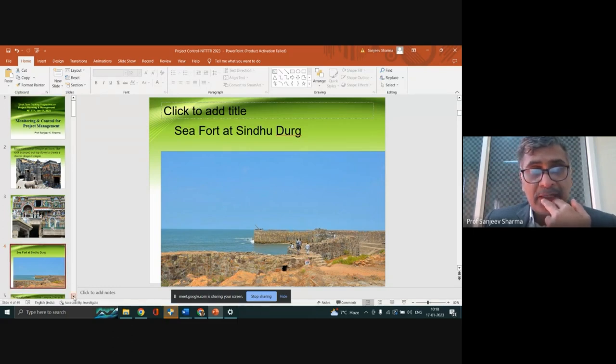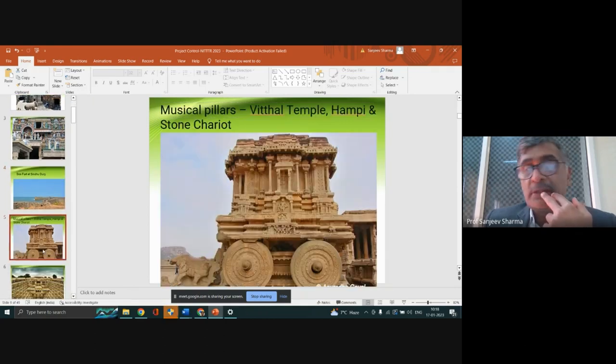So what I'm trying to highlight is, look at this musical pillar, Vitthal temple in Hampi. There are 21 pillars in this. Each one of them gives you a different sound when it is honked, when it is touched. Can anybody possibly explain this? So how advanced was our technology at that time? And more important than that, how were those projects managed by us? That's a moot question. How are we managing that?